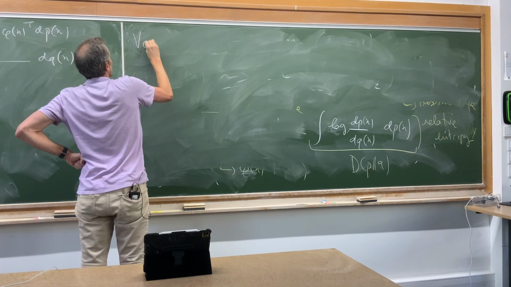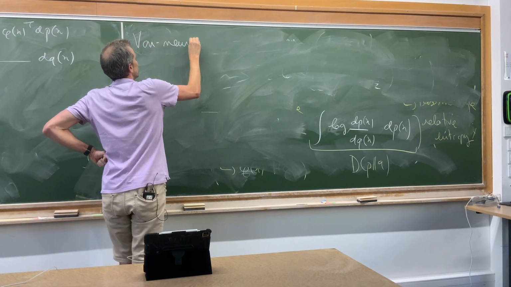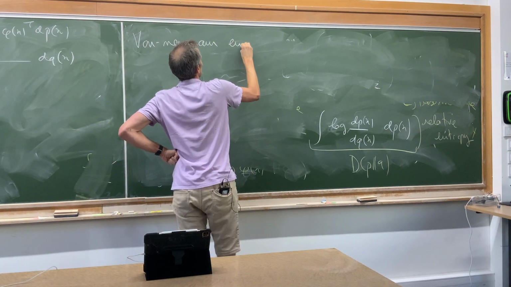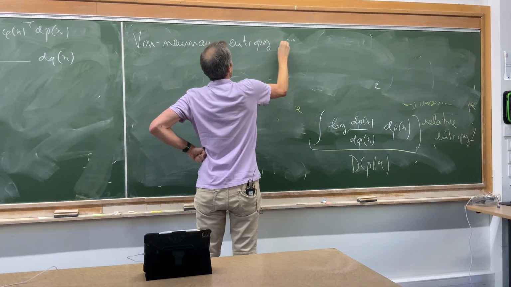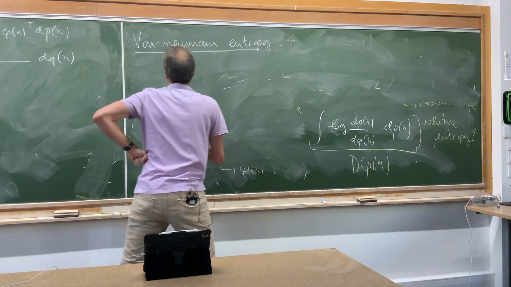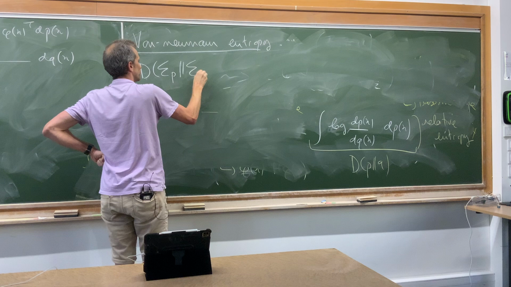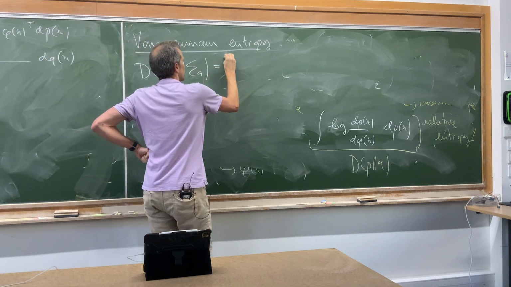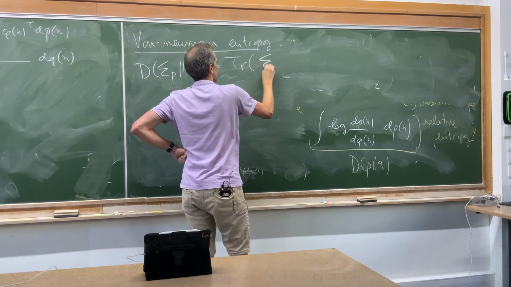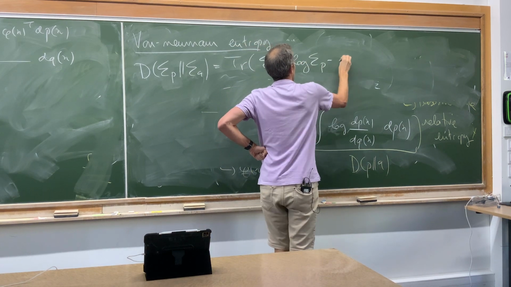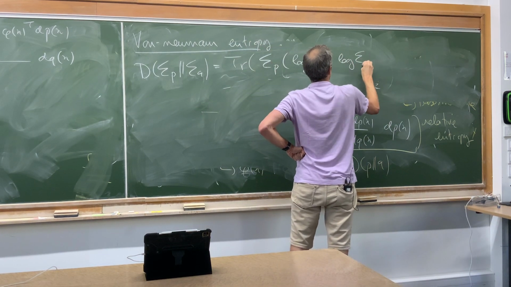We'll use the von Neumann. I'm not sure what number of ends, so I'm ambiguous. Okay, and I'm going to define the divergence between sigma p and sigma q as the trace of sigma p times log of sigma p minus log of sigma q.